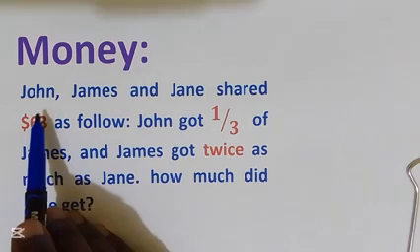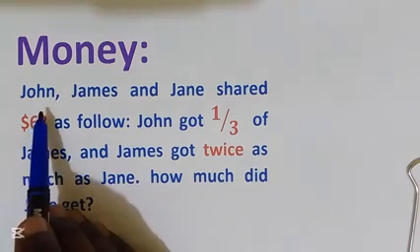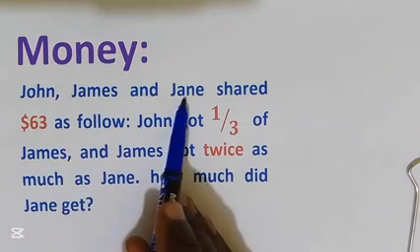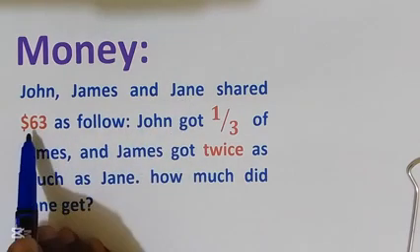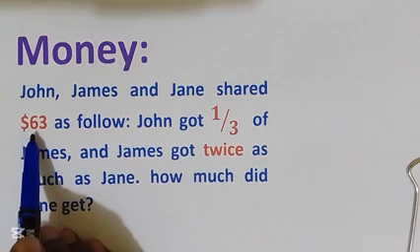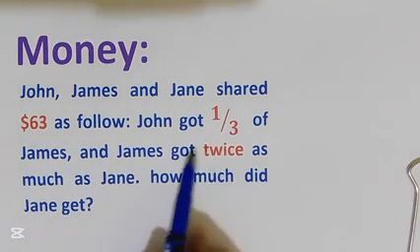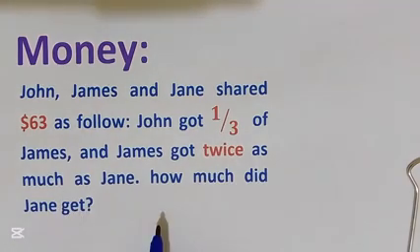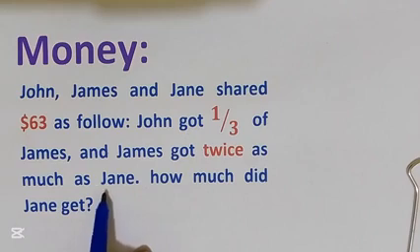From this question, we don't know the amount that Johnny, James, and Jenny got. But we have the total amount that they shared and the relationship in which they divide the amount. From this relationship, we can directly know Jenny is the one who gets the smallest amount. Now, we are going to give a letter to the amount that Jenny got.